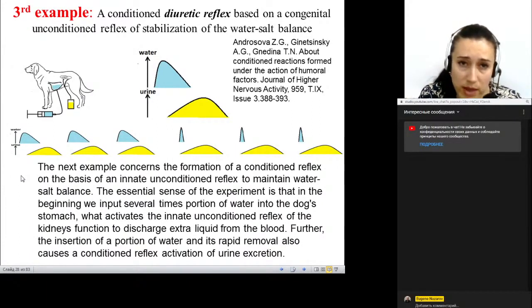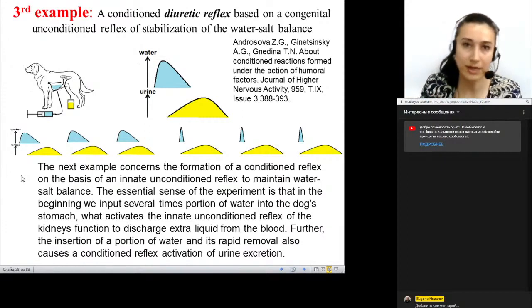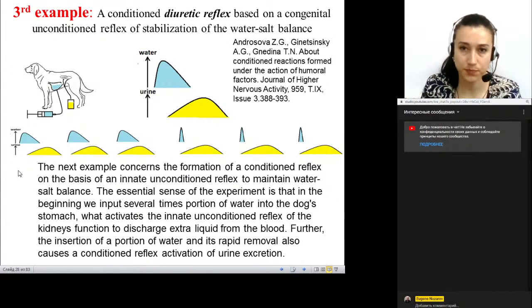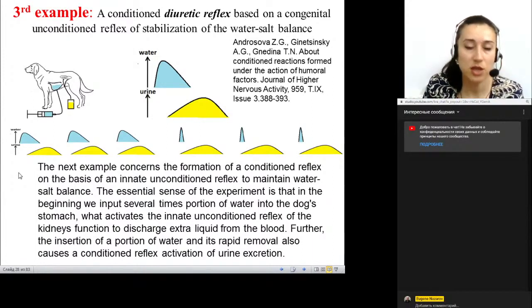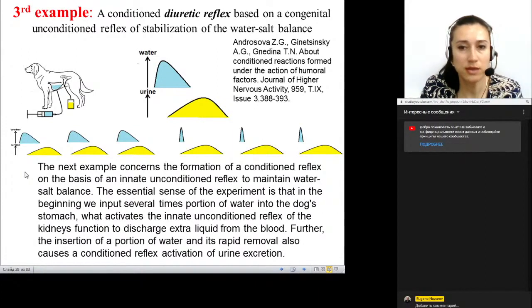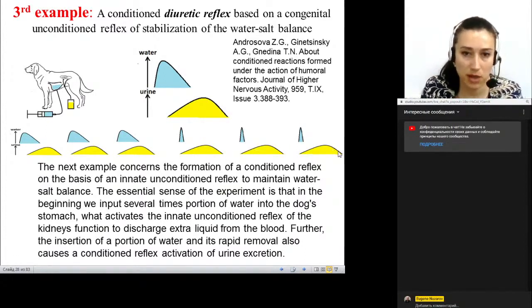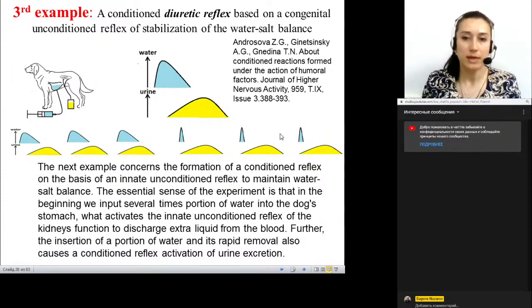And the third example shows us a conditional diuretic reflex based on a congenital unconditional reflex of stabilization of the water-salt balance. This example concerned the formation of a conditional reflex on the basis of an innate unconditional reflex to maintain water-salt balance. The essential sense of the experiment is that in the beginning we input a portion of water several times into the dog's stomach, which activates the innate unconditional reflex in the kidney's function to discharge extra liquid from the blood. Further, the insertion of a portion of water and its rapid removal also causes the unconditional reflex activation of urine excretion.